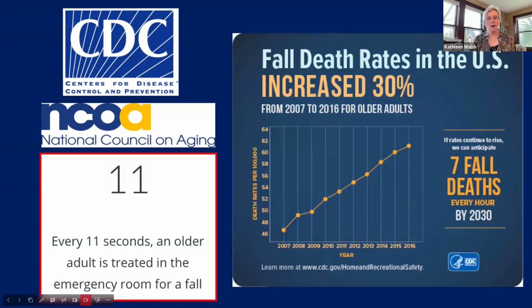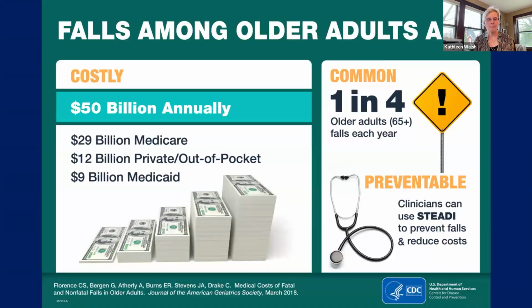So we look at the fall death rates in the United States, and this has increased from 2007 to 2016. How many people actually die directly from a fall? And it is increasing every year. Next. How expensive is this? Very expensive, not only with Medicare, but private out-of-pocket pay and Medicaid. So over $50 billion a year, and this is documented in 2018, so it's probably about $70 billion at this point.